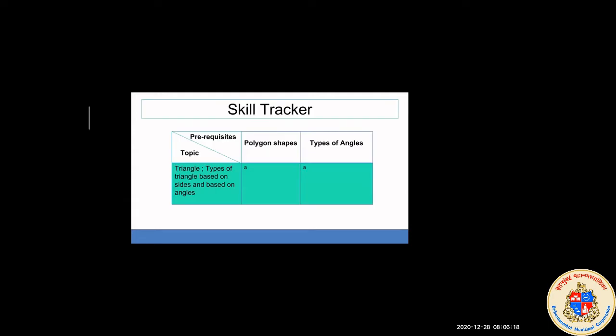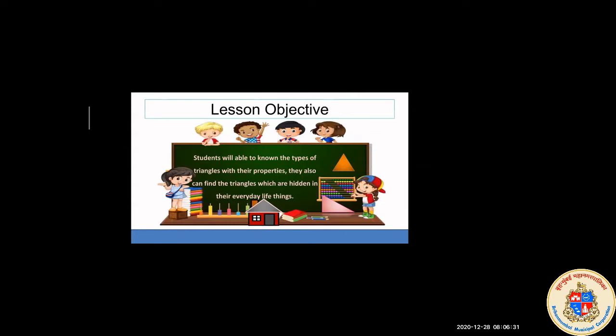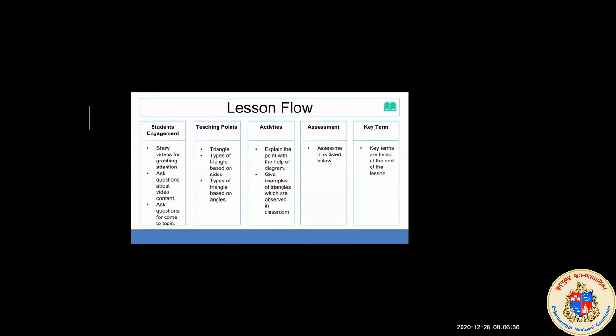Just before starting this lesson, what we should be knowing, that is prerequisite, that is we should be knowing what is polygons and what is type of angles. Okay, this is the base of our lesson. And the objectives of the lesson are the student will be able to know the type of triangles and their properties. They also can find the triangles which are hidden in their everyday life things. So basically the whole lesson is about triangles, and in this lesson you will be knowing very deeply the study of triangles.